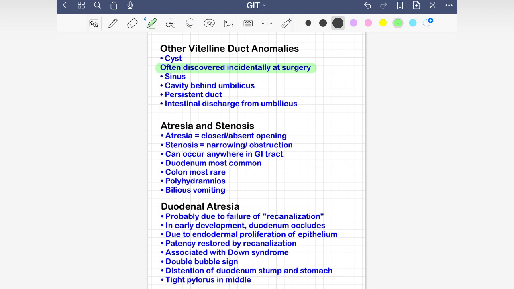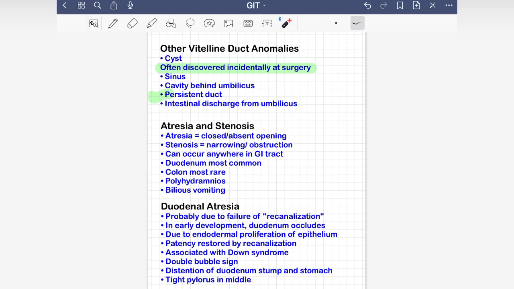Two high-yield things to know about duodenal atresia is that it is associated with Down syndrome, and that it can lead to what's known as the double bubble sign on imaging. This occurs when there is distension of the duodenal stump and the stomach with a tight pylorus in the middle. Normally, the stomach leads into the pylorus and then goes into the duodenum. However, if the duodenum ends in a blind pouch from atresia, then the duodenum will become massively distended. As a result, on imaging, you will see a swelling at the stomach, a swelling in the duodenum, and a tight narrowing here at the pylorus. That's called the double bubble sign.